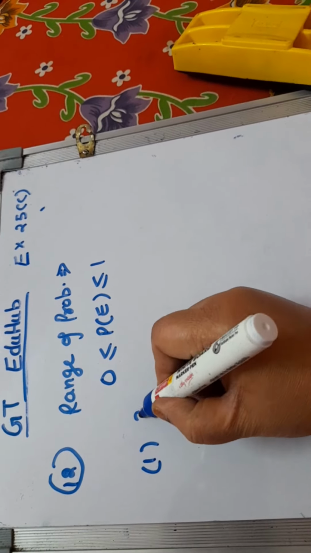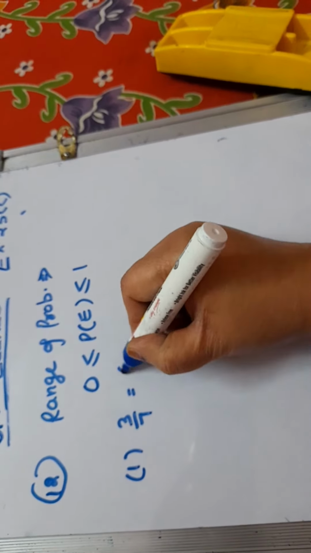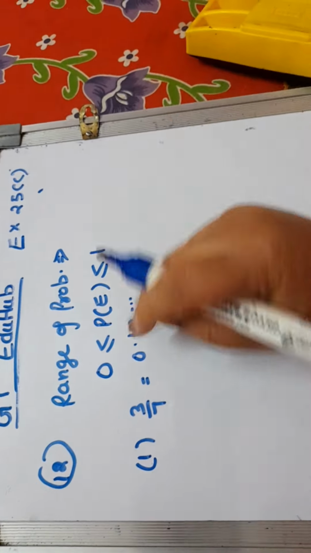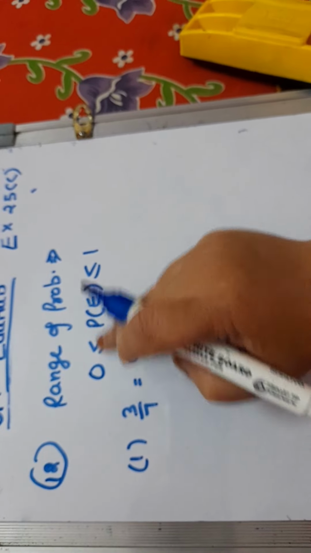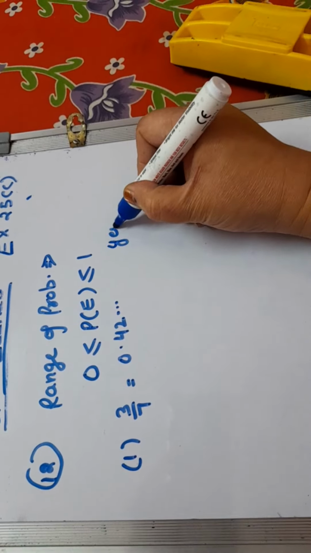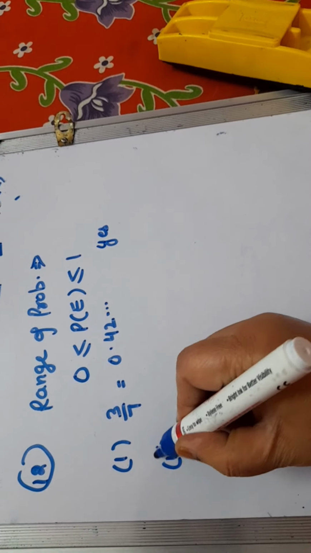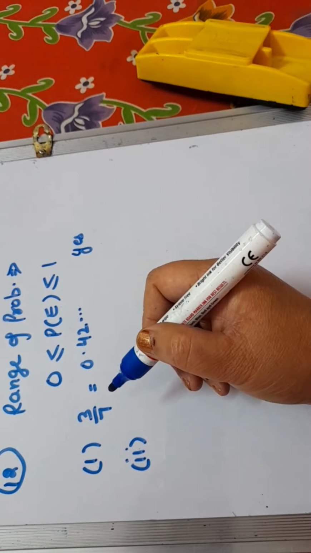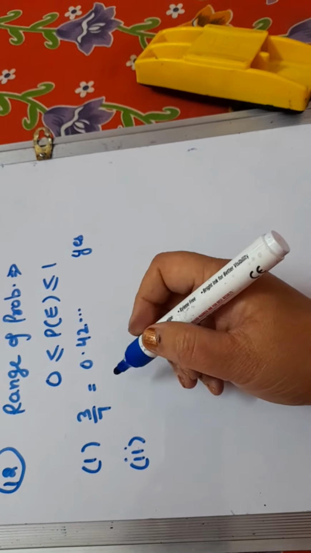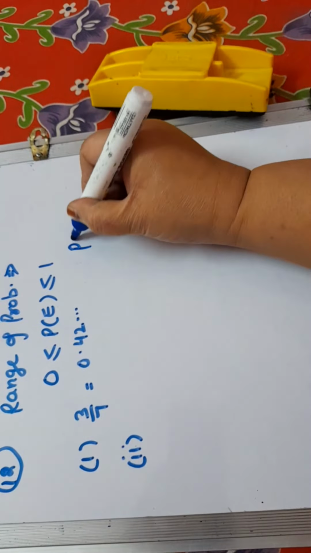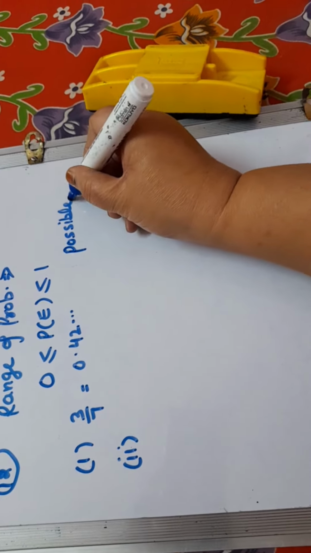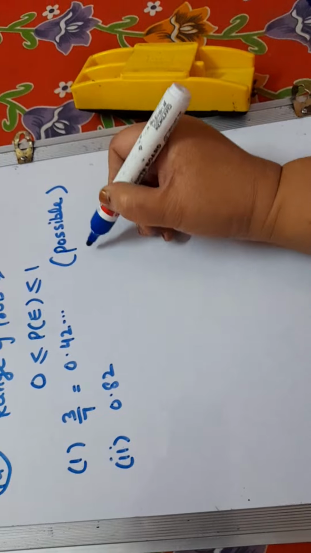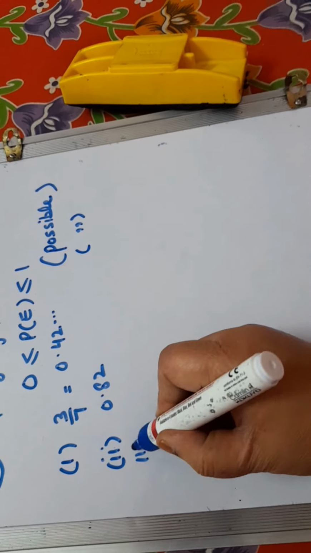So we will do first part 3/7. If we convert 3/7 into decimal, it comes out to be 0.42 something. So 0.42 lies between 0 and 1. So we will write yes, possible. Second is 0.82. Again it lies between 0 to 1. So this is possible. Third part we will check.